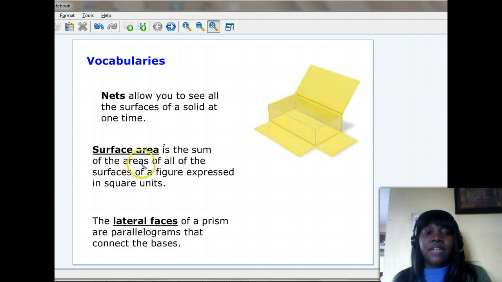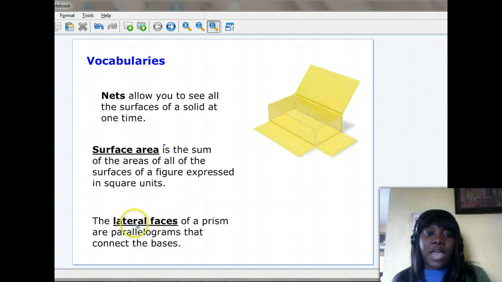Okay, now next thing we have is surface area. Now when we add up all the shapes that make up the net, all the shapes that make up that solid figure, we find the surface area. Now when finding the surface area, you have to be careful because sometimes the top is not included and sometimes the bottom is not included. So we have to be careful with that.